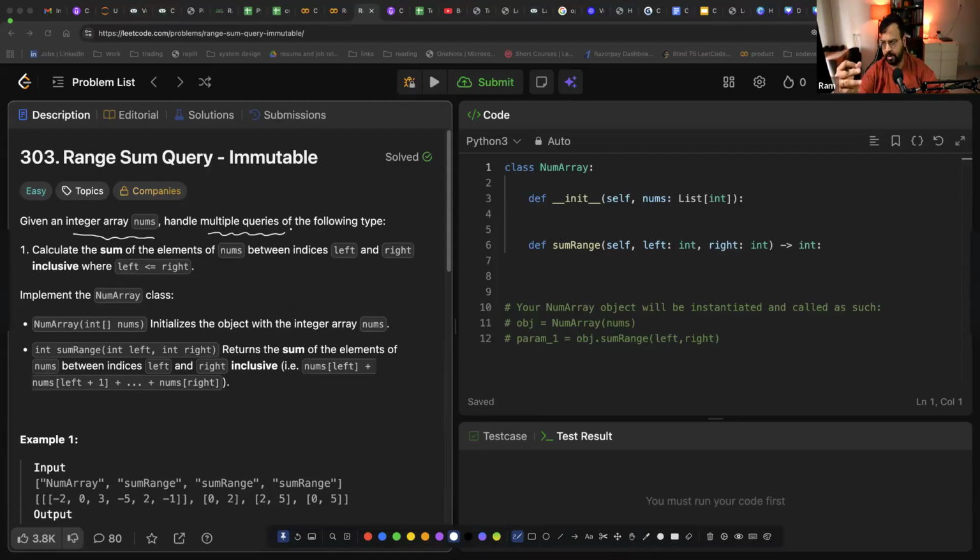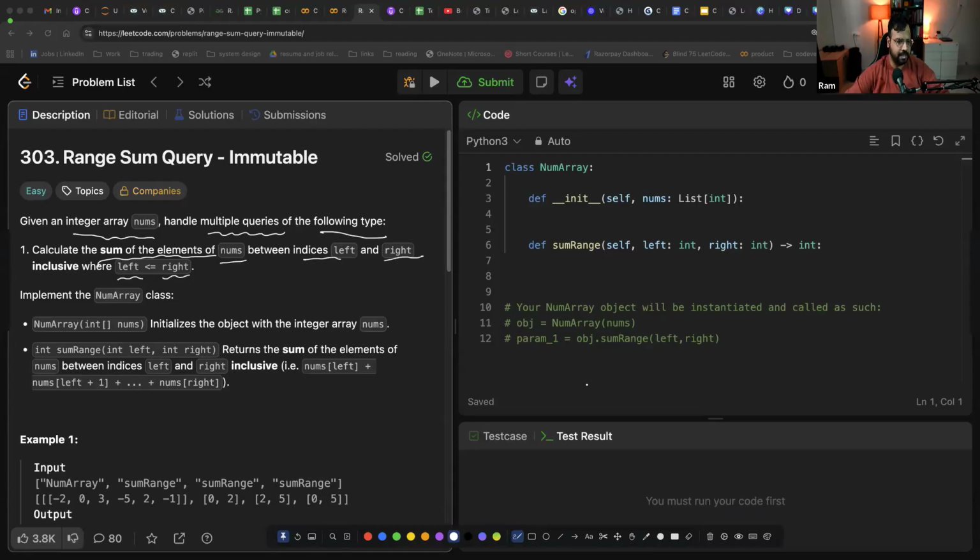Just like you have a database, you make some queries, you write some SQL. Similarly, we will have an array, and on that array people are going to make queries. So what will be that query? The query will be of the following type. Calculate the sum of elements of nums between indices left and right, where left is going to be less than right.